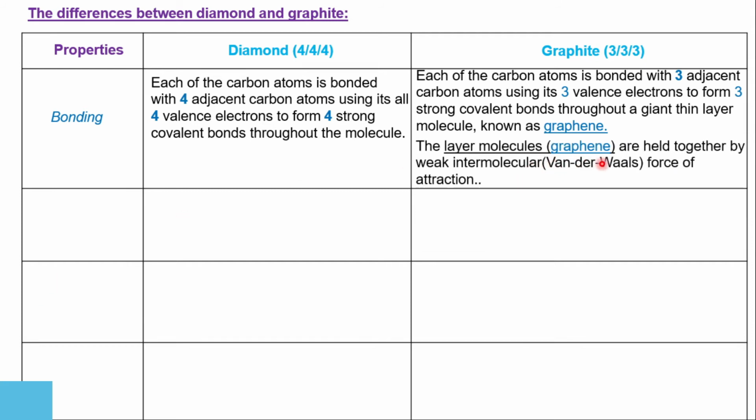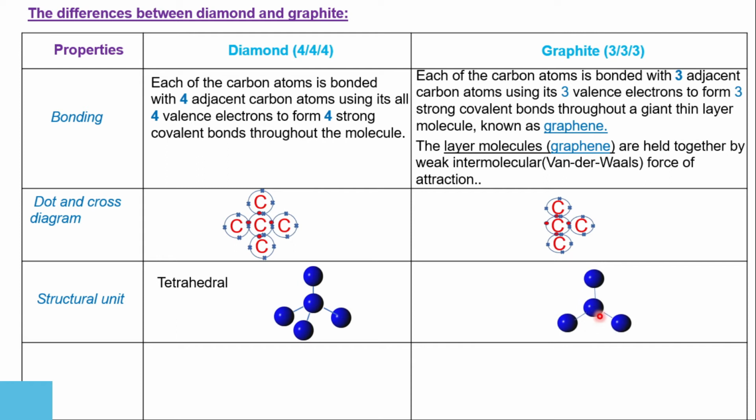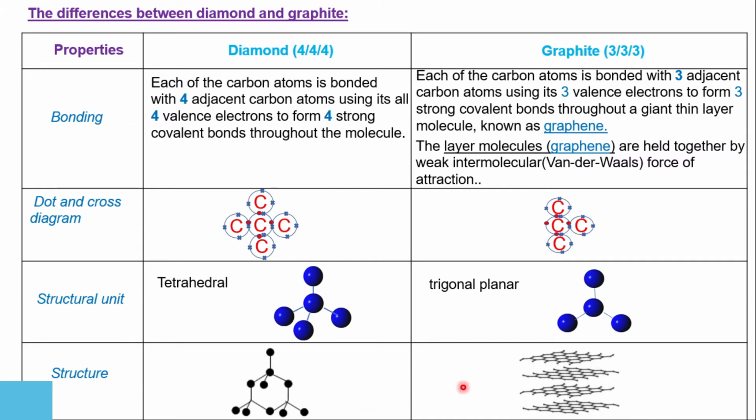And the layer molecules, which are graphenes, are held together by weak intermolecular forces or van der Waals forces of attraction. Dot and cross diagram: this is a single unit for diamond, and this is a single unit for graphite. Structural unit: for diamond, this is tetrahedral, and for graphite, it's trigonal planar. Structure: many tetrahedral units together, and here many layers together.